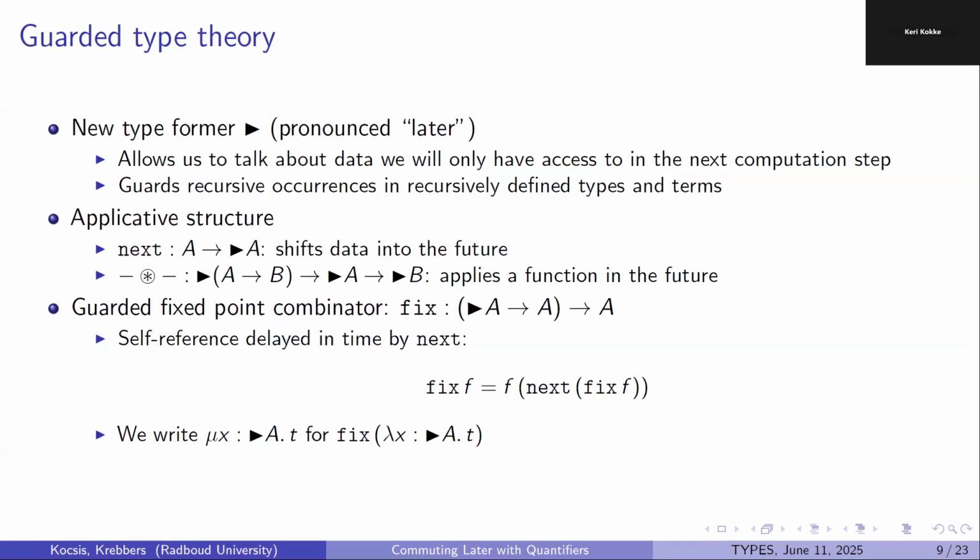A very important thing in this setting is that we have a fixed point combinator, which is very surprising in type theory, because usually that implies non-termination. But notice the type here: the function we take the fixed point of has the type later A to A. So somehow the recursive occurrence is shifted in time by one step, and that's what makes the definition well-founded.